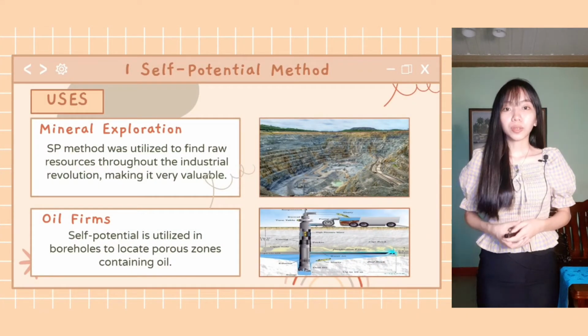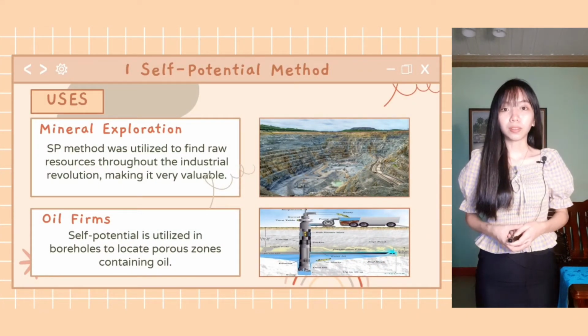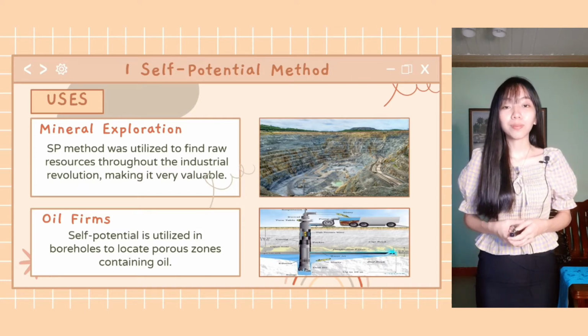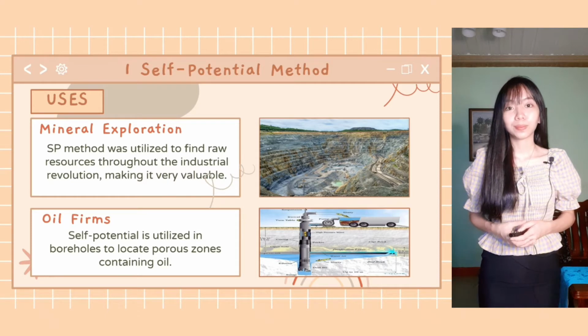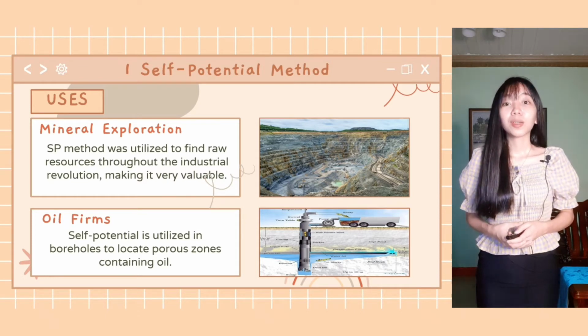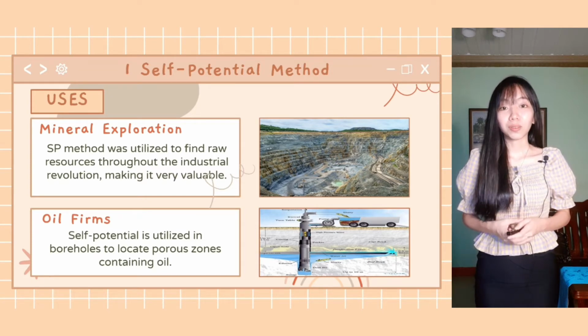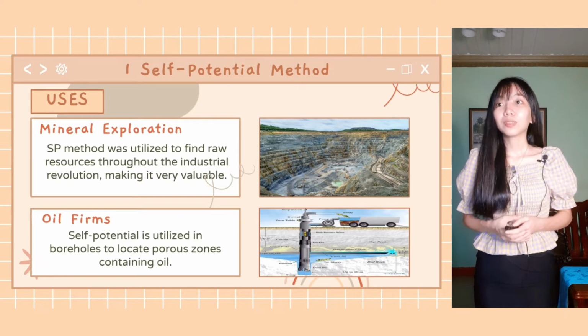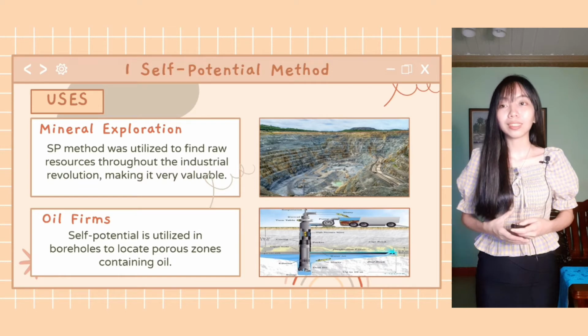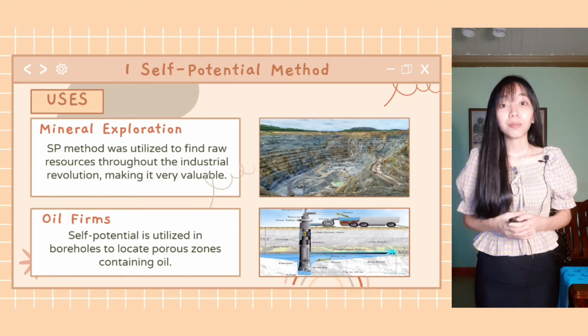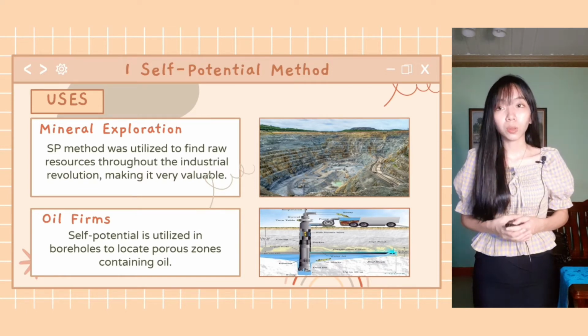So what are the uses of the self-potential method? Note that the uses are not limited to what I'm about to discuss alone. Well, first we have mineral prospecting or mineral exploration. The self-potential method was the first and is currently used in mineral exploration. The SP method was utilized to find raw resources throughout the Industrial Revolution, making it very valuable.